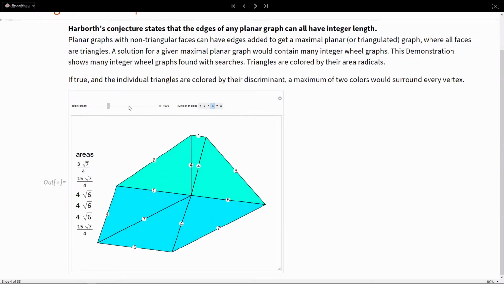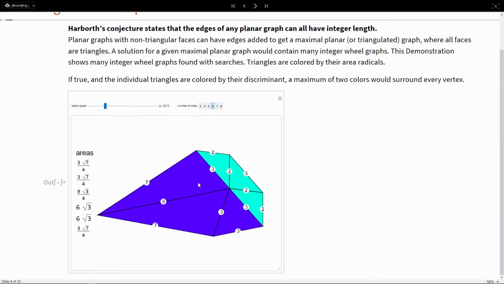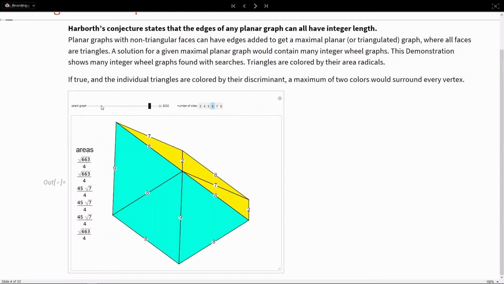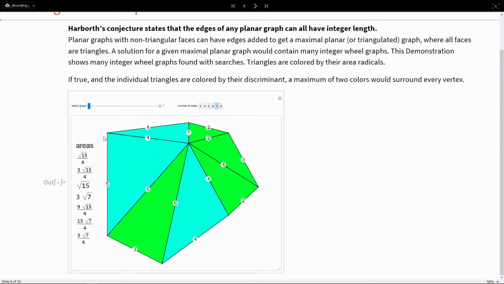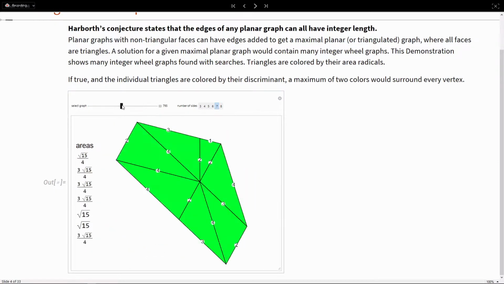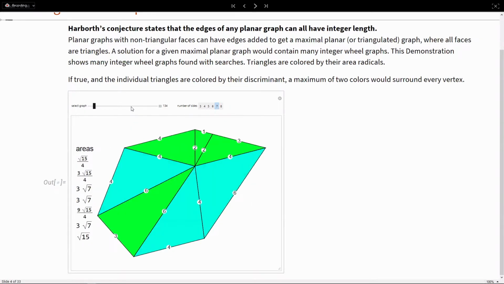And when I started looking at this problem, I noticed that for every single wheel graph, and I looked at about 1 trillion of them, if you look at the areas of the triangles, there's always a certain set of radicals in the set of areas, and the maximum number of radicals you can have is 2. And after looking at this again, I'm like, this is something I should probably prove. So I'm working on a proof of this.